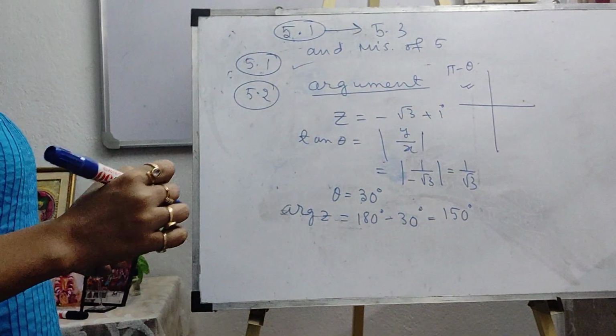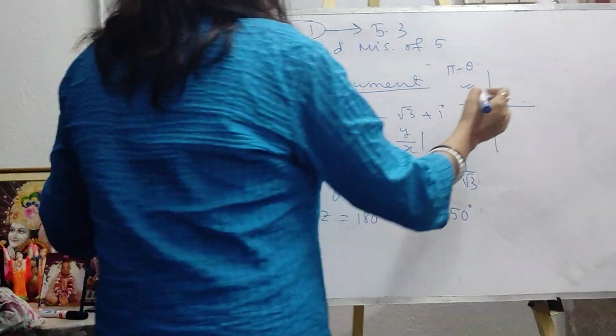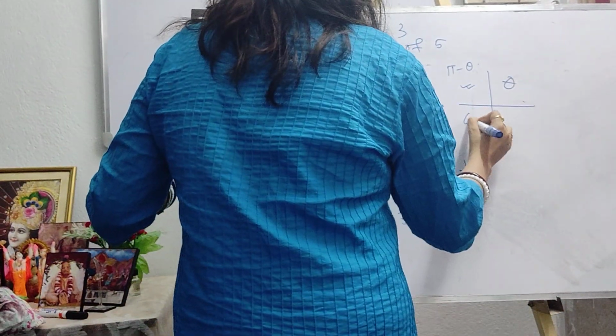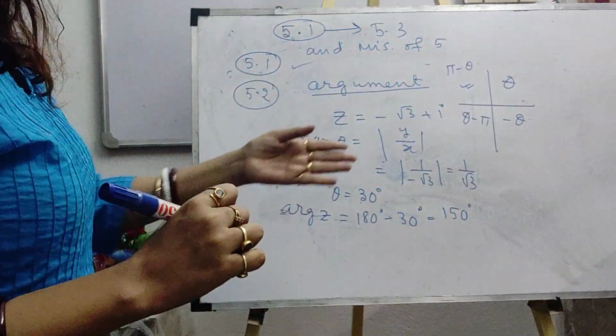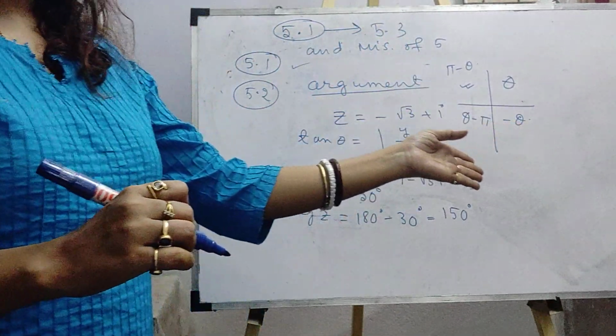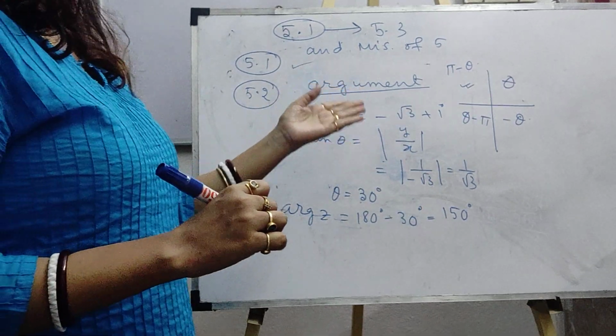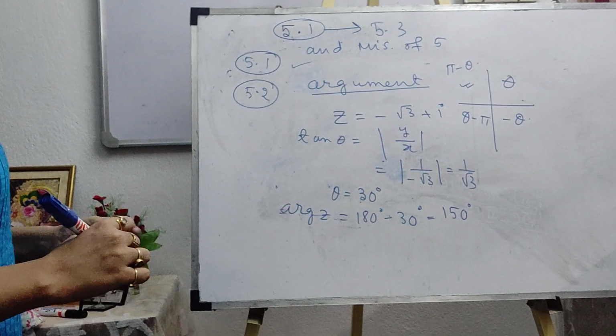For second quadrant it is pi minus theta. For first quadrant it is theta, obviously. For here it is theta minus pi and here minus theta. Always remember this thing. You can find out the arguments of any numbers within 2 seconds. Okay.